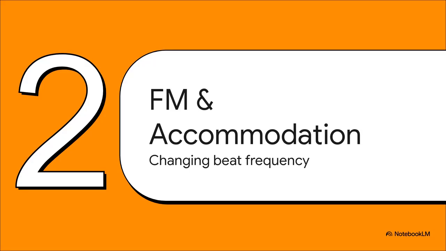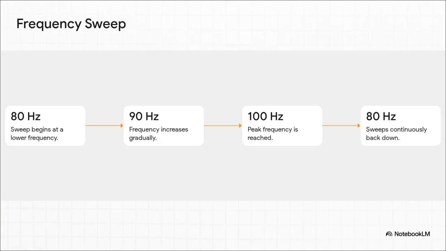Which brings us to Section 2, frequency modulation and accommodation. Let's see how all this builds into the time domain by exploring our first big variable, frequency modulation. Now, frequency modulation simply means we are changing that beat frequency over time, while keeping the interference field in the exact same physical location. The stimulation changes, but it doesn't move.